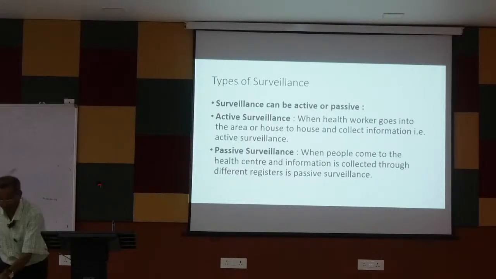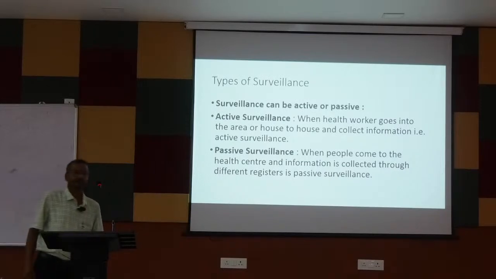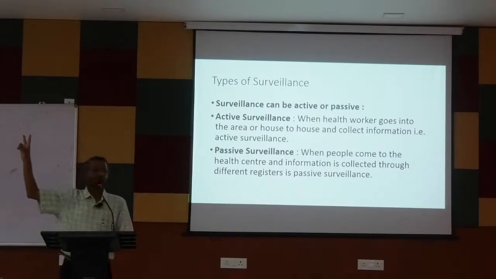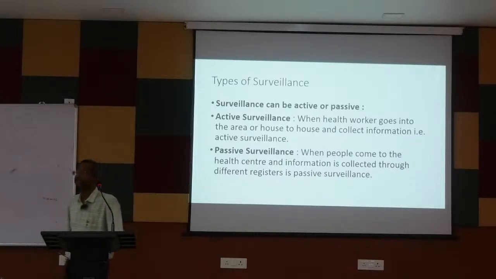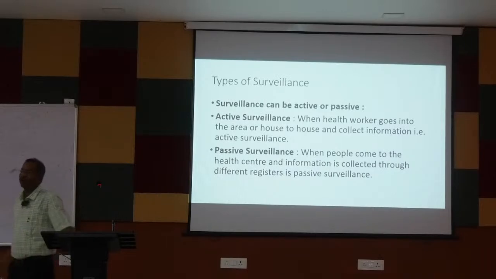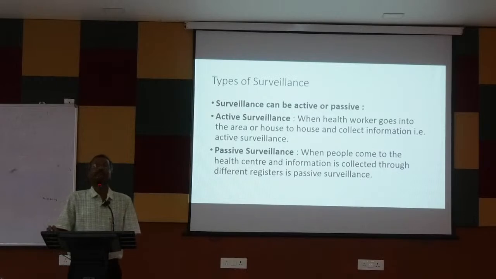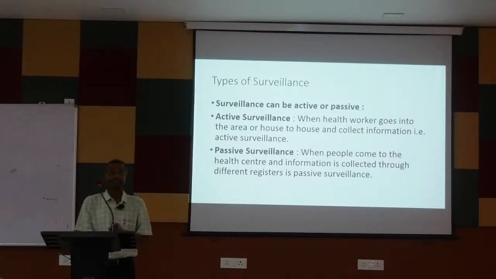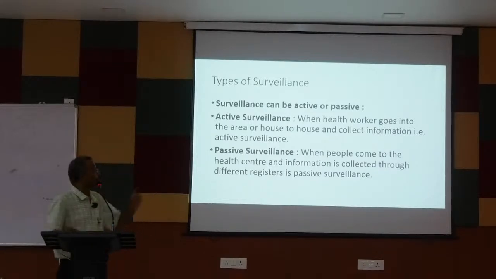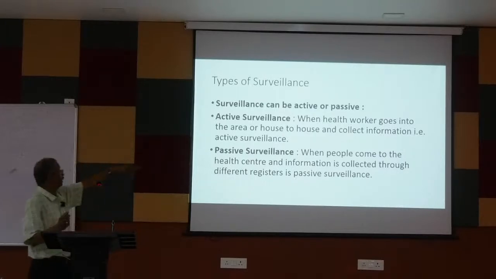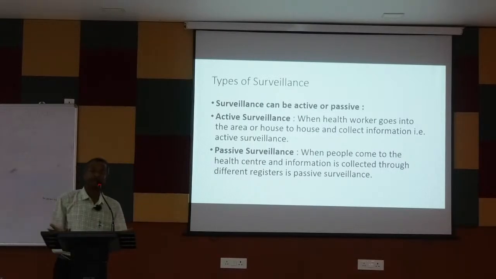Now, types of surveillance. There are two types of disease surveillance. One is active and another is passive. Active means when the health worker along with their colleagues goes to the community and collects information from the community. When the health worker goes to the area, house to house, and collects information, that is called active surveillance.